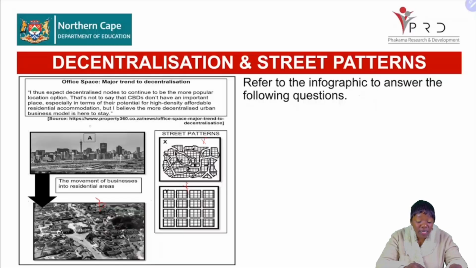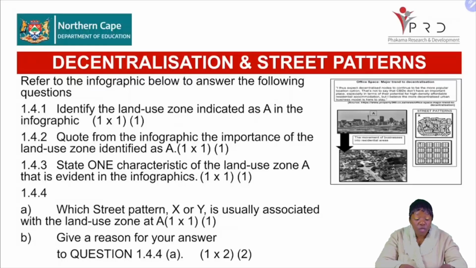I thus expect decentralized nodes to continue to be the more popular location option. That's not to say that CBDs don't have an important place, especially in terms of their potential for high density, affordable residential accommodation. But I believe the more decentralized urban businesses model is here to stay. So let us look at what questions we have. In our first question, you identify the land use zone indicated at A. As you can see there at A.